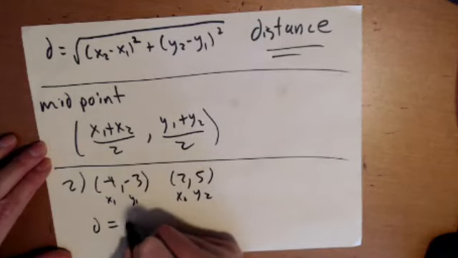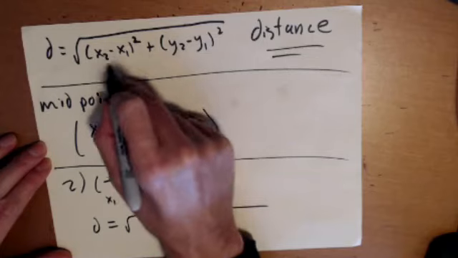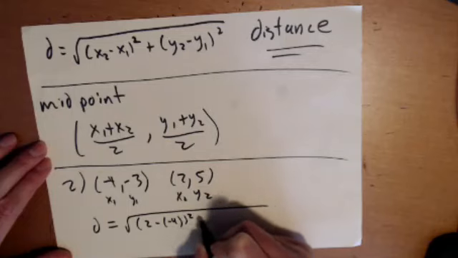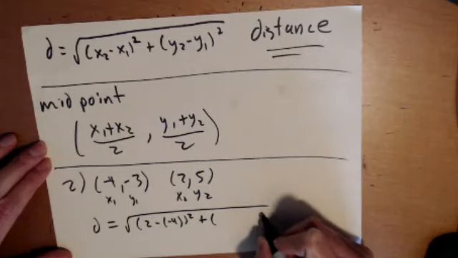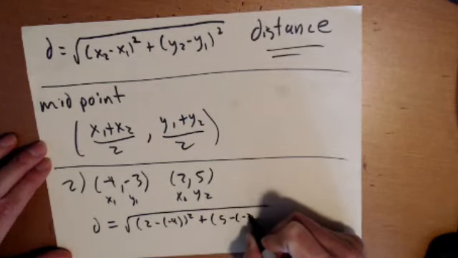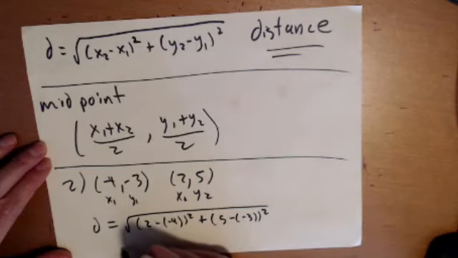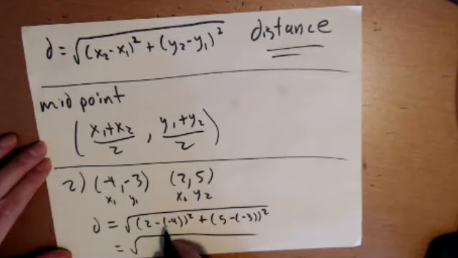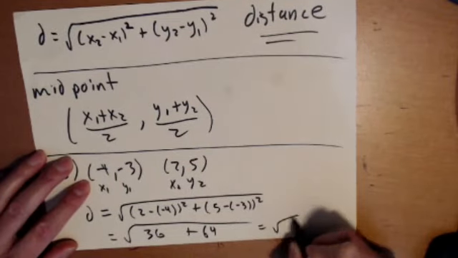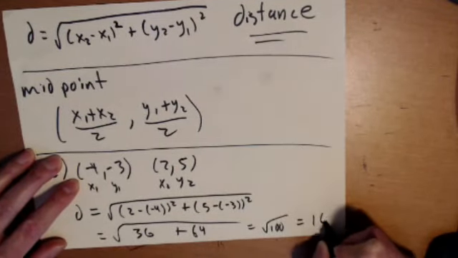So then the distance is just going to be the difference in the x's squared. So 2 minus 4 squared, plus the difference in the y's squared, 5 minus 3 squared. So 2 minus 4, minus is a plus, 2 plus 4 is 6, 6 squared is 36. 5 minus 3, so that's 5 plus 3, which is 8. 8 squared is 64. 36 and 64, square root of 100, which is 10.